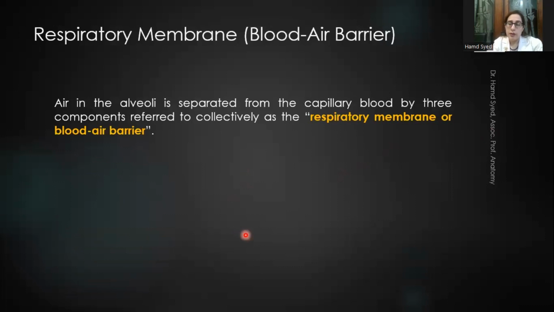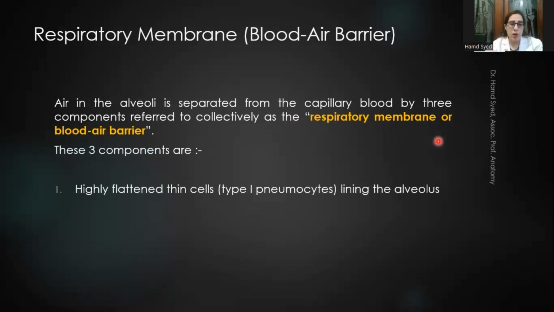Now that we have discussed the surfactant and the main characteristics of type 1 and type 2 pneumocytes, let's come to the next part of this discussion, which is on the respiratory membrane, also known as the blood-air barrier. The air in the alveoli, remember, is separated from the blood in the capillaries by 3 components, and they are collectively known as respiratory membrane or blood-air barrier.